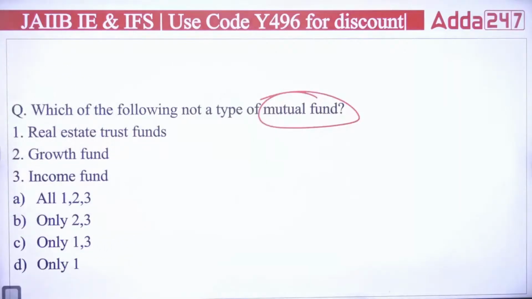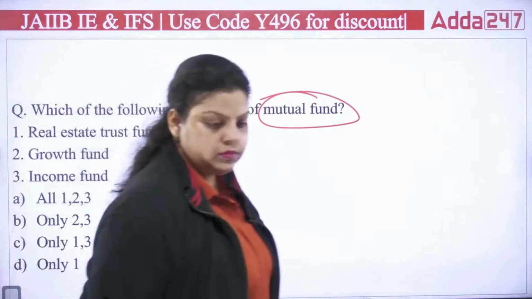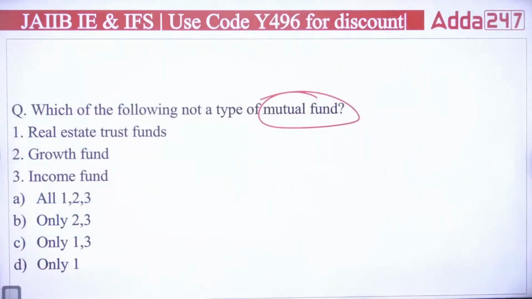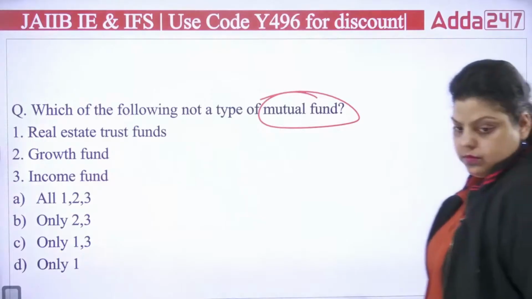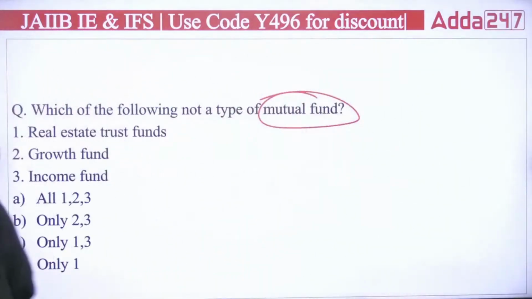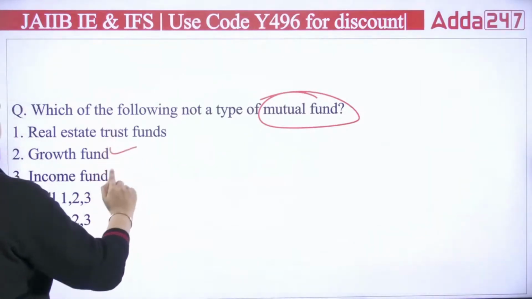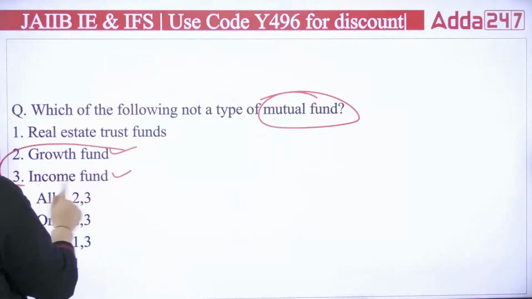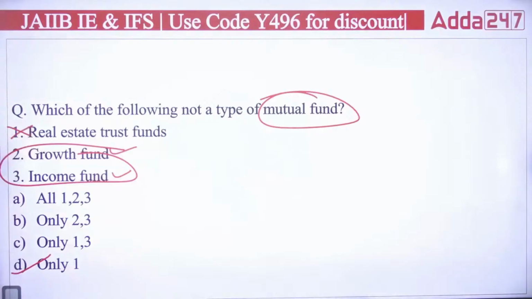Correct. Now let me know which of the following is not a type of mutual funds. A, B, C or D. D, only one. Okay, what about the rest? The right answer is D. Growth fund and income fund are types of mutual fund, but not the real estate trust fund. So the right answer is D.